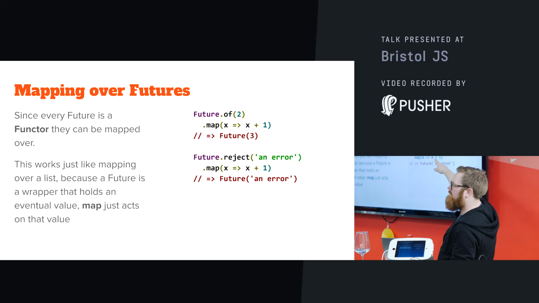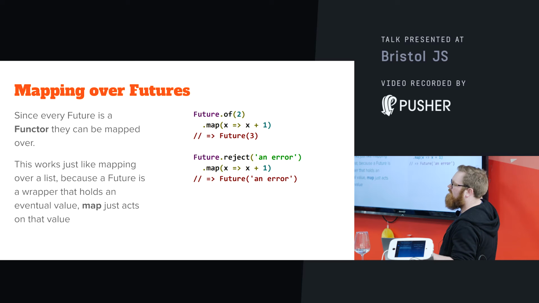I can map that, throw in my add1 function, and what do I get out? I get out a feature which holds the value 3. So I've run a transformation, or I have prepared a transformation for that feature. It's a slight difference. Get to it in a minute.